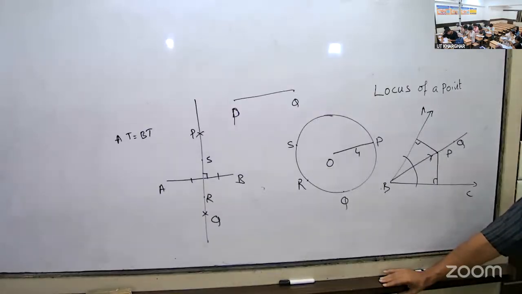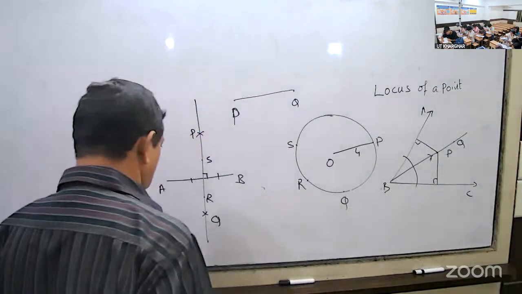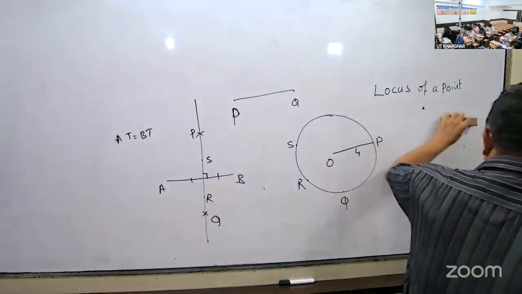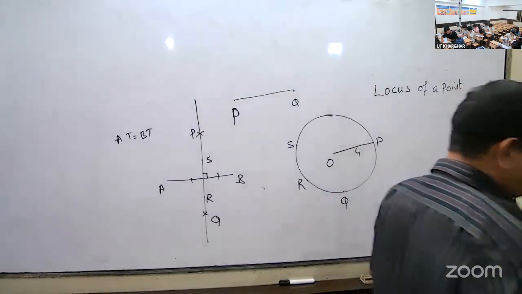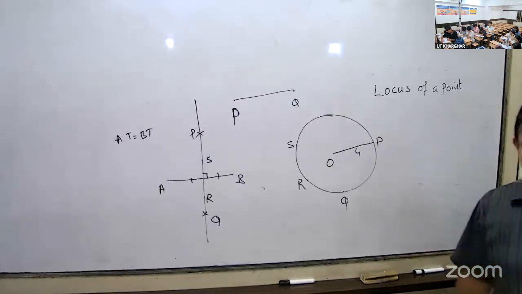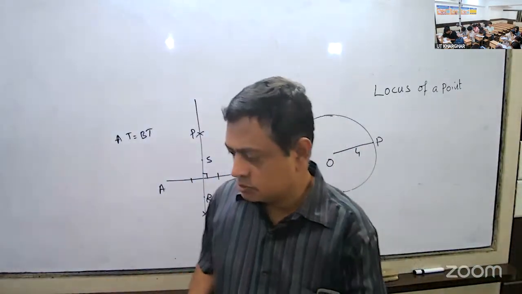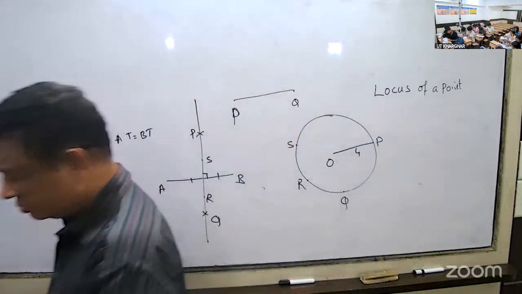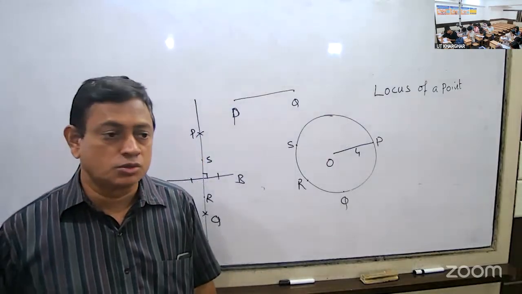Third one. Locus of a point equidistant from two intersecting lines is the bisector of the angle between the two lines.